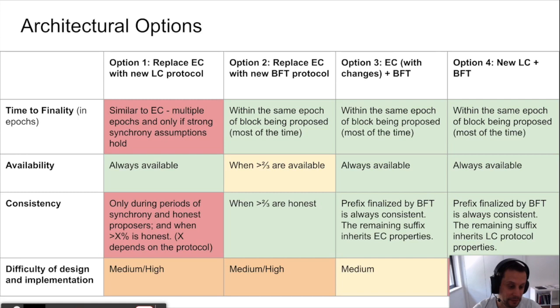The second option that we considered was to replace expected consensus with a BFT style protocol. By BFT style protocol, we mean a classic consensus protocol that provides the typical properties of validity, agreement, and termination. When an instance of such a protocol terminates, it guarantees you immediate finality. As long as the assumptions hold in terms of the number of nodes that you tolerate to be Byzantine in the network, there's no coming back. What you decide is final here.